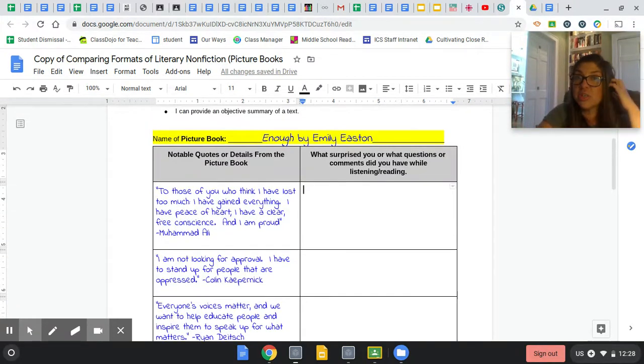Think about the picture book that you have read, whether it's one from home or one of the videos you watched. And what are some notable quotes or details from your picture book? And you'll list them here. The next thing you're going to ask yourself is, what surprised you, or what questions or comments did you have while listening or reading? Saying, I didn't have any questions is not an option. Good readers think while they are reading, and you are all amazing readers, so you should have some questions.